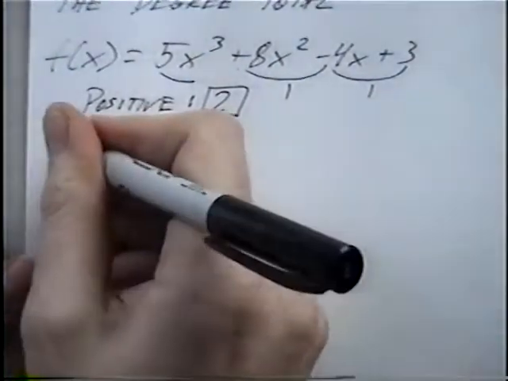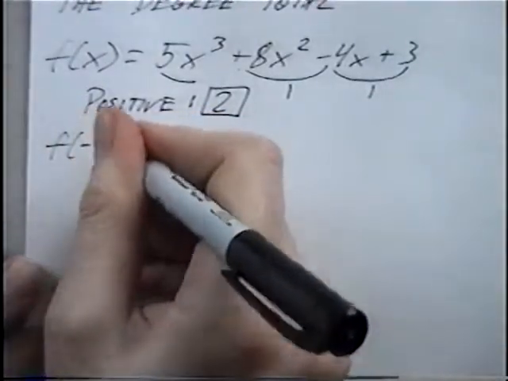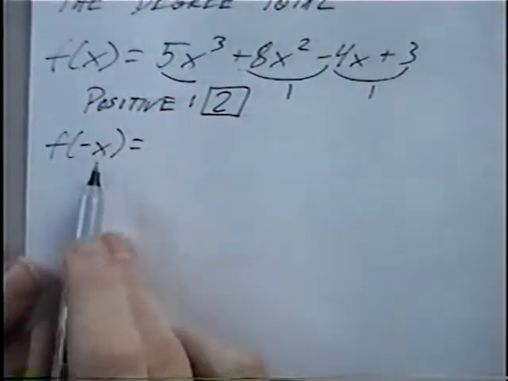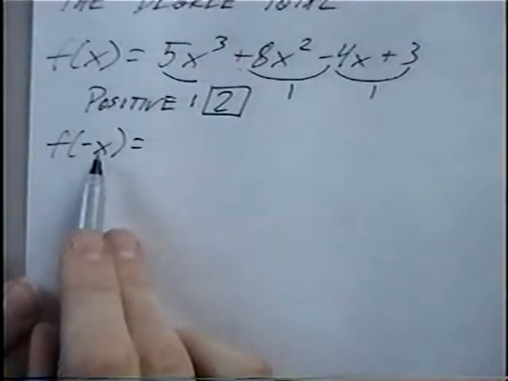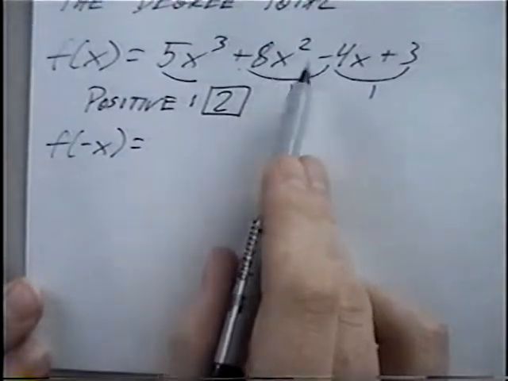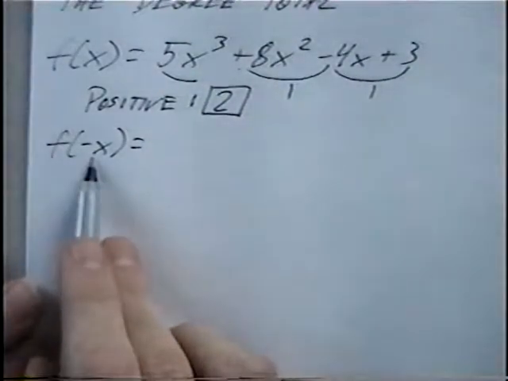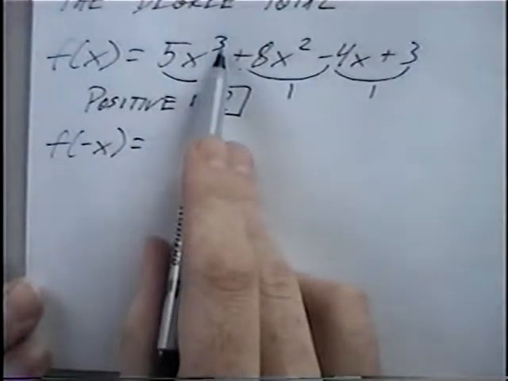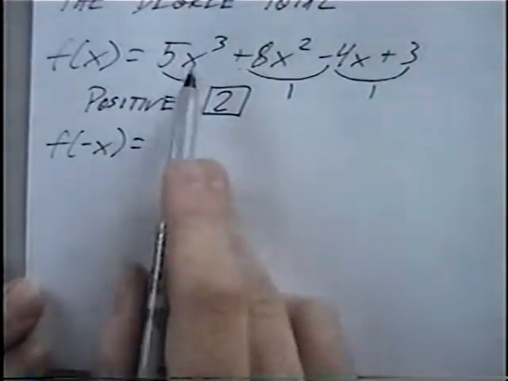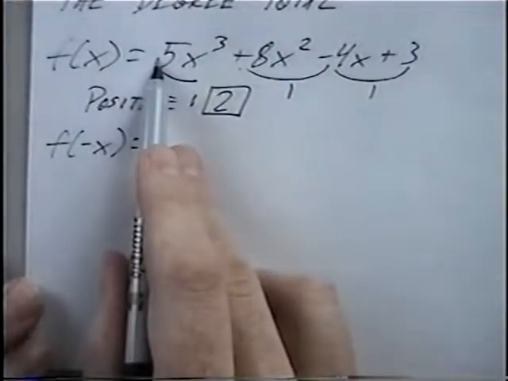For the negative zeros, we have to look at f of negative x. What f of negative x is you're going to plug a negative x in for each x value. Basically what that means is when you have an odd power to a negative number, that's going to change the sign.